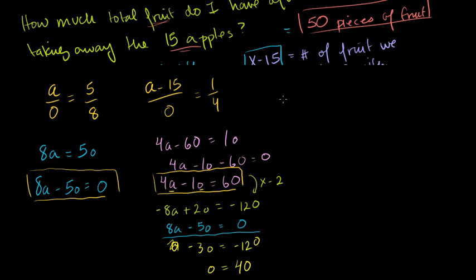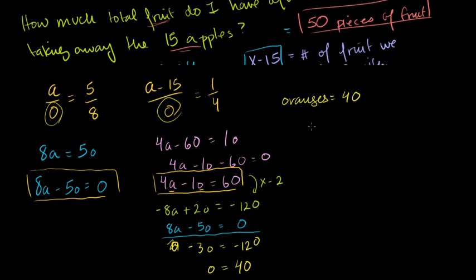So the oranges is equal to 40. And that's before and after. The o never changes. o is equal to 40. So what are our apples equal to? We could go to either of these equations. We could go to any of these that we have here. Maybe we could go to this one.